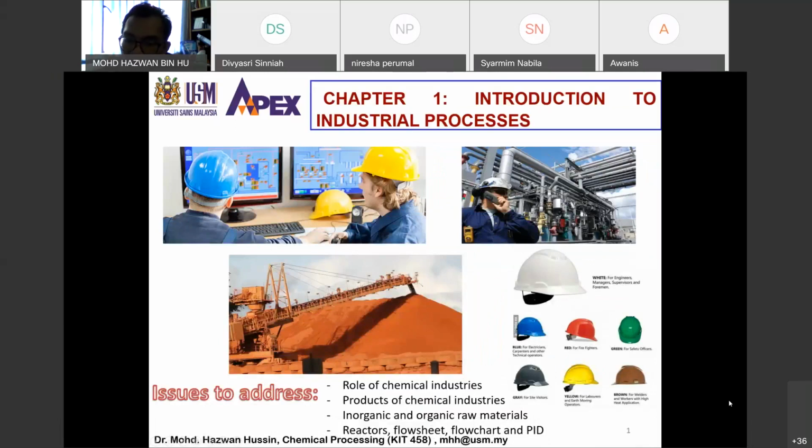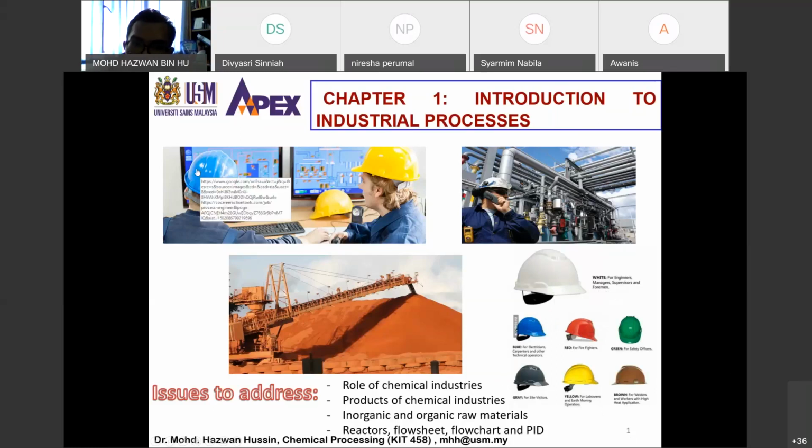Gray is for site visitors, but sometimes visitors will be given a white helmet. Yellow is what you can see all around you; yellow is actually for operators. And then brown is for welders or someone who works with high temperature. But the most common ones that you will see are white, blue, and yellow. I think the rest are for special cases.